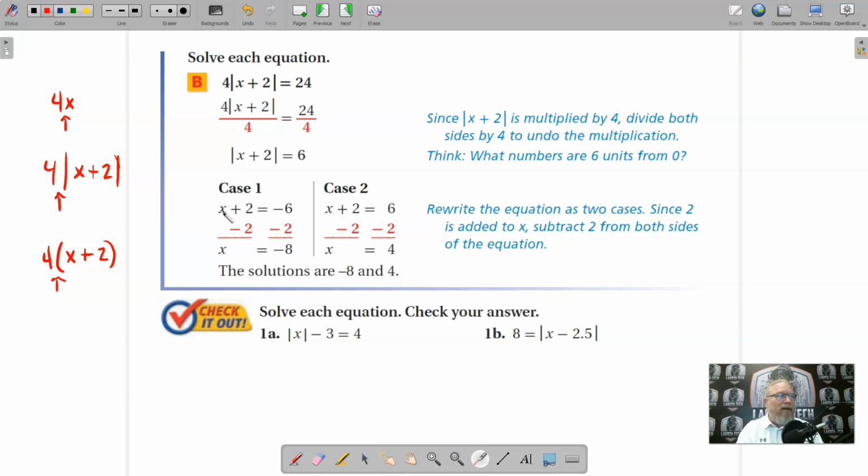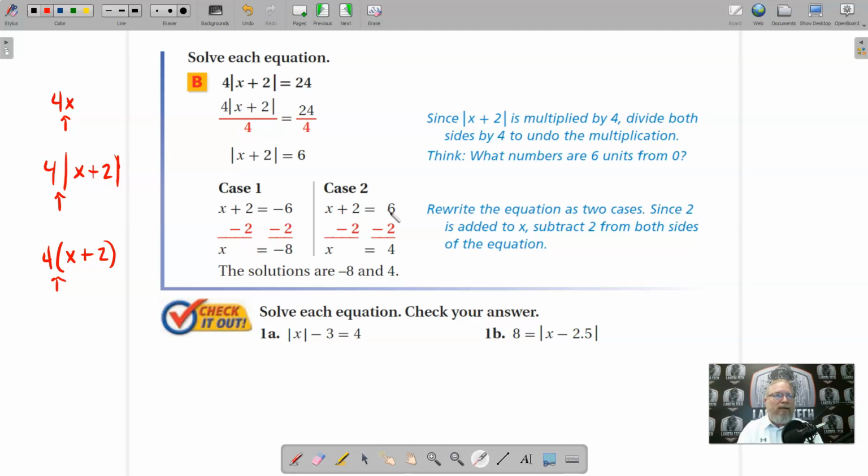So in case 1, we're adding 2, so let's subtract 2. And what we do to one side, we do to the other. These 2's will cancel each other, leaving us with just x, and negative 6 minus 2. Negative 6 minus 2 is negative 8. So we have x equals negative 8. That's one of our solutions.